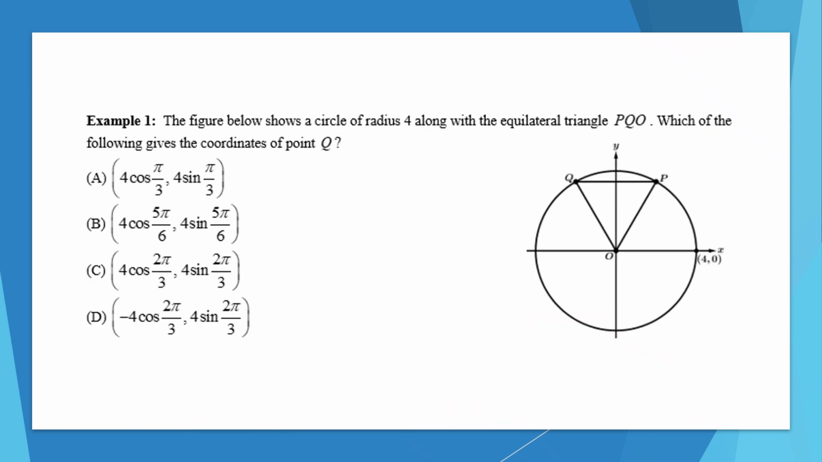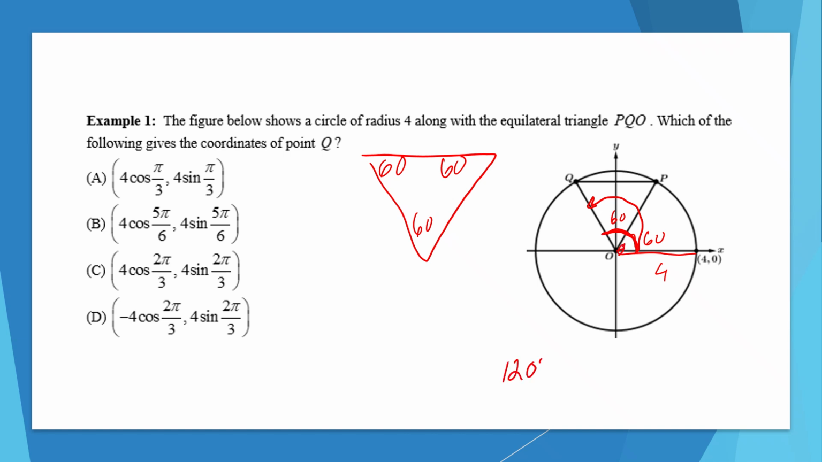So let's take a look at example 1. The figure shows a circle of radius 4 along with an equilateral triangle. So here we know our radius is 4. P, Q, O. Which of the following gives the coordinates of point Q? So remember, this is Q, and an equilateral triangle is a triangle where every angle is 60 degrees. So this should be 60 degrees, and this should also be 60 degrees. So in total, this full angle theta should be 120 degrees.